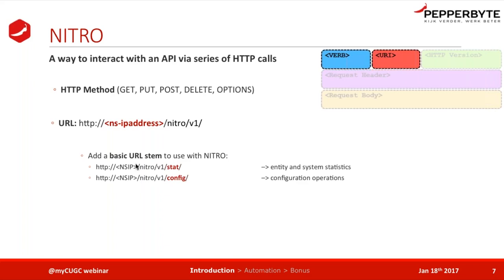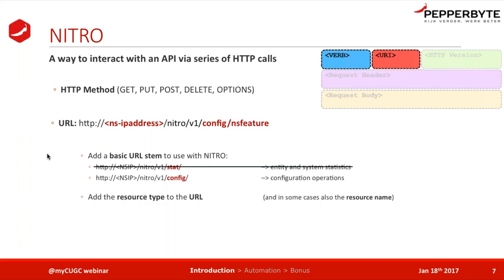/nitro/v1. And then I have different options, because there are two different sets of information, so to speak, that I can interact with on my NetScaler. I can either use /stat to retrieve or modify some entity and system statistics, or I can use /config to do configurational operations on my NetScaler. And in the examples that I will show you later on, you'll notice that I'm more focused on the config part. So I will add /config to the URL that I'm using to talk to NITRO.